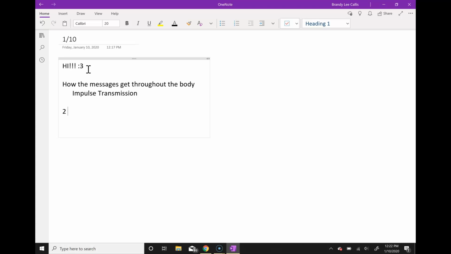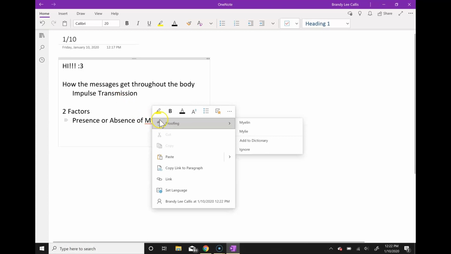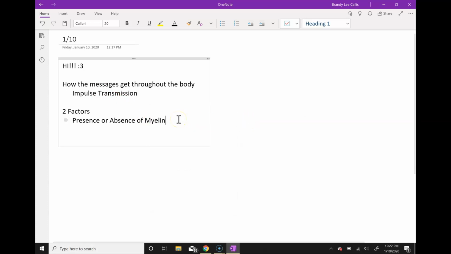There are two factors that affect the speed at which these nerve impulses travel. And the first factor is the presence or absence of myelin. Remember, myelin is that fatty coating that is around the nerves, the axons of a nerve. And that myelin is a very good conductor, okay? It's an insulator as well.